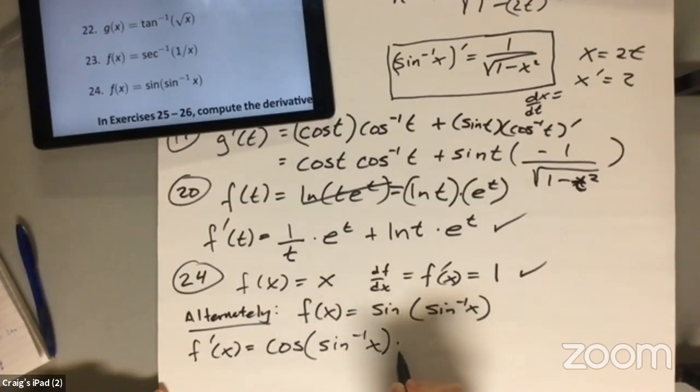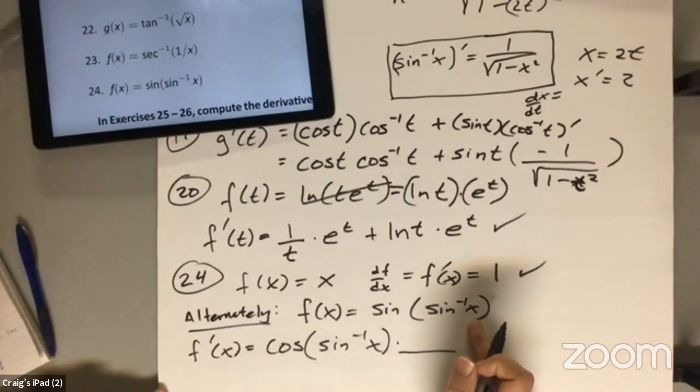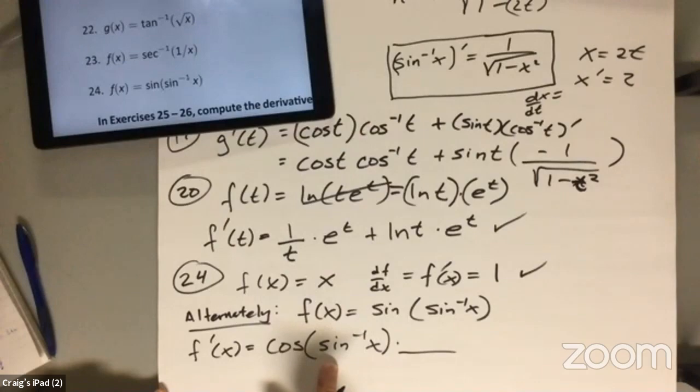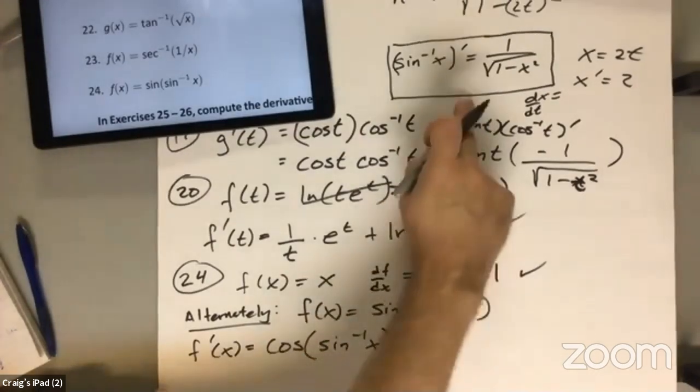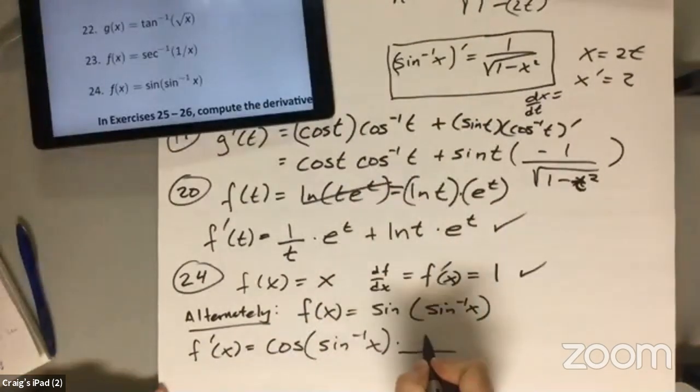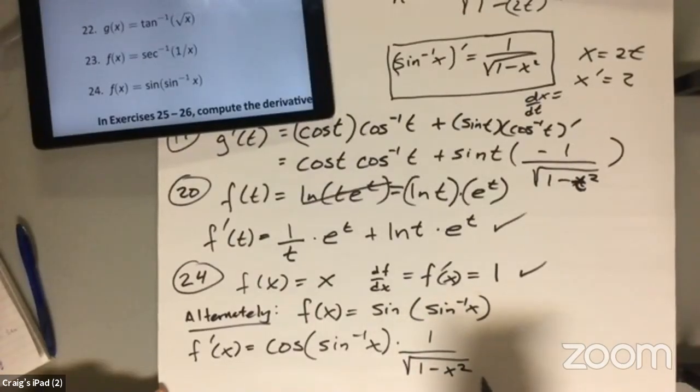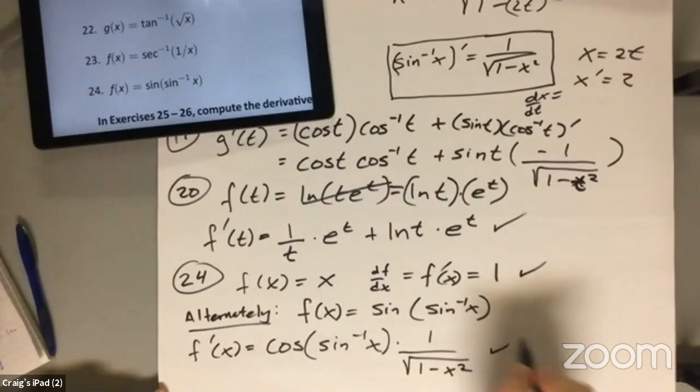And then I have to multiply by the derivative of the inverse sine function that I haven't differentiated yet. And so the derivative of the inverse sine function, again, well, it's right up here, is just 1 divided by the square root of 1 minus x squared. Okay, and we're done. That's the answer.